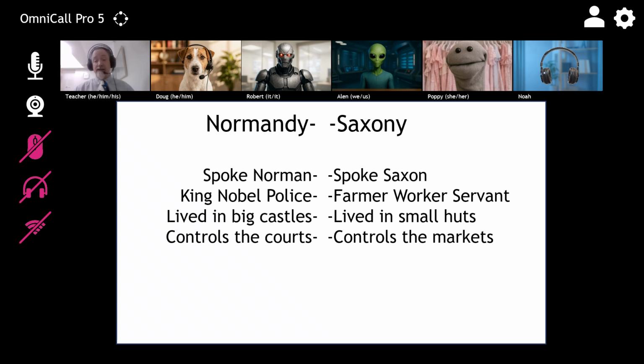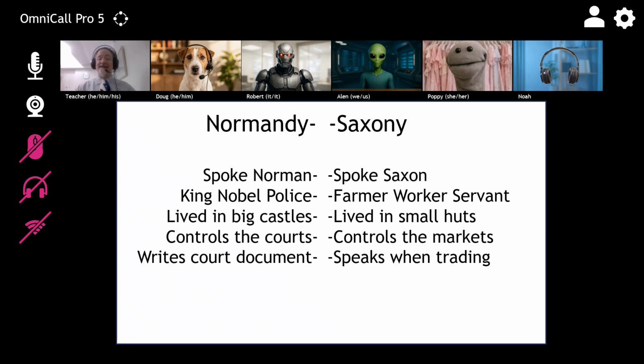They controlled the markets. So whenever you had to trade or buy things, when you negotiated with the clerk, you were using the Saxon language. Normans, they were writing the court document. All of the written documents here were done by Normandy. Saxons were much poorer. They didn't have as much education. They didn't write, mostly. However, Saxony did do most of the speaking. Whenever there's trade or negotiation going on, you had to speak Saxon. Also, there were much more Saxony people than Normandy people, so the majority of speaking was all done in Saxony.